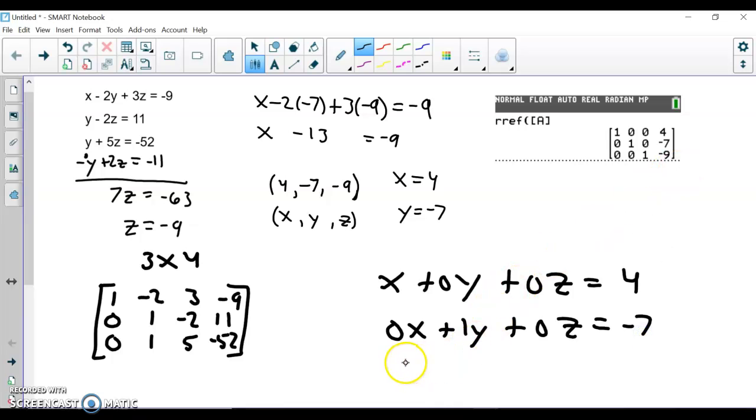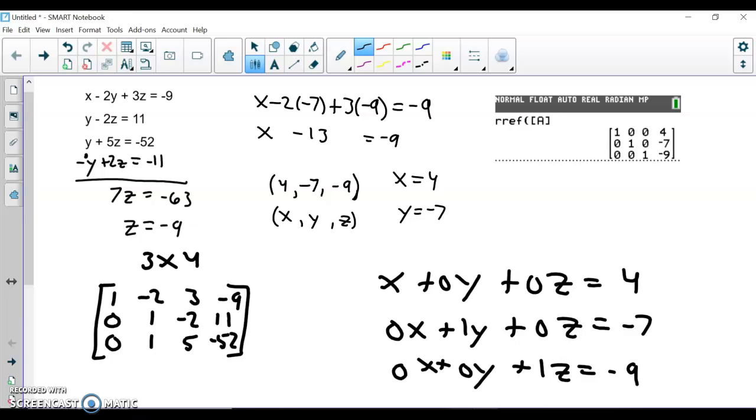So there's the -7. And if we have 0 x's, 0 y's, and 1 z, well then that must be z, right? 1 z plus nothing else is the -9. So again, we have 4, -7, and -9 as the solution set.